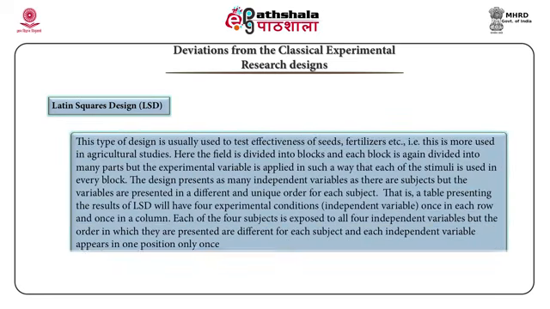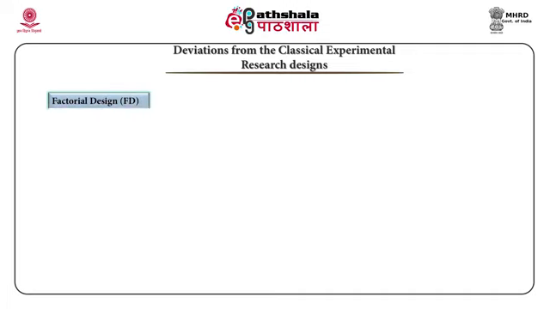Latin square design, LSD. This type of design is usually used to test the effectiveness of seeds, fertilizers, etc. That is, this is more used in agricultural studies. Here the field is divided into blocks, and each block is again divided into many parts, but the experimental variable is applied in such a way that each of the stimuli is used in every block. The design presents as many independent variables as there are subjects, but the variables are presented in a different and unique order for each subject.